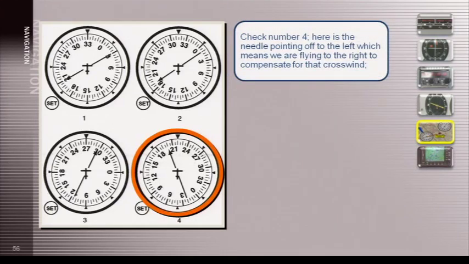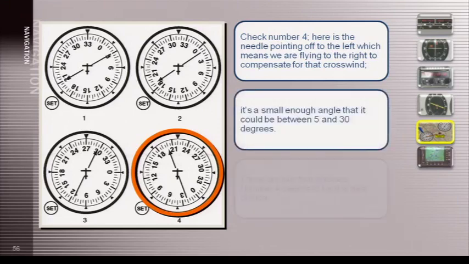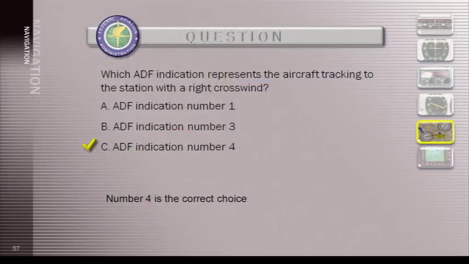Now, these are our 4 choices. Number 4 seems to be the best bet, and number 4 is one of our choices. Which ADF indication represents the aircraft tracking to the station with a right crosswind? Well, that's C, the number 4.